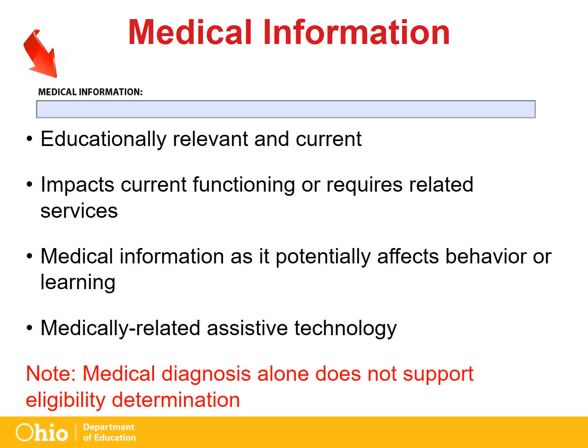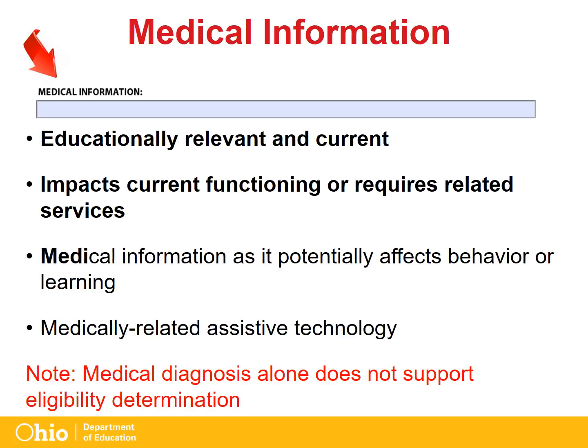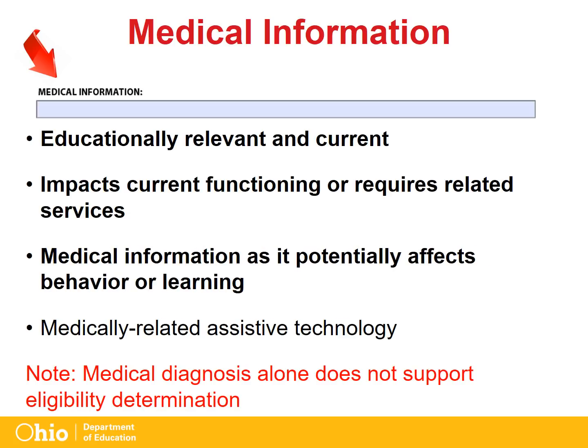Medical information. The focus in this part is on information that is educationally relevant and current. It may be important to reference medical history if it impacts current functioning, for example, traumatic brain injury, or will require related services support, for example, orthopedic support or other devices. If the child has a history of hospitalization or outpatient treatment, this information should be included in the medical information as it potentially affects behavior or learning.